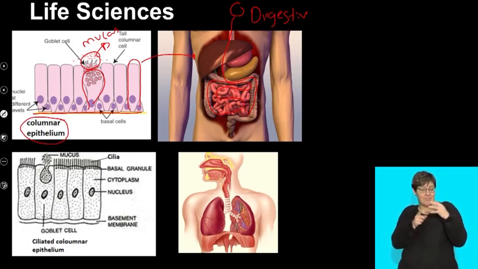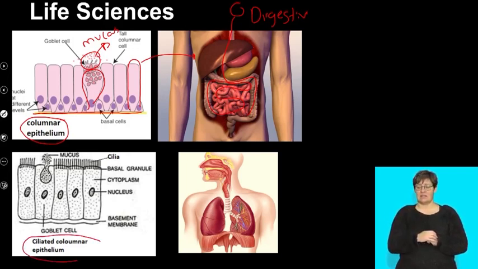The final epithelial tissue that we looked at is ciliated epithelium. Now, there's just one thing that you need to understand.